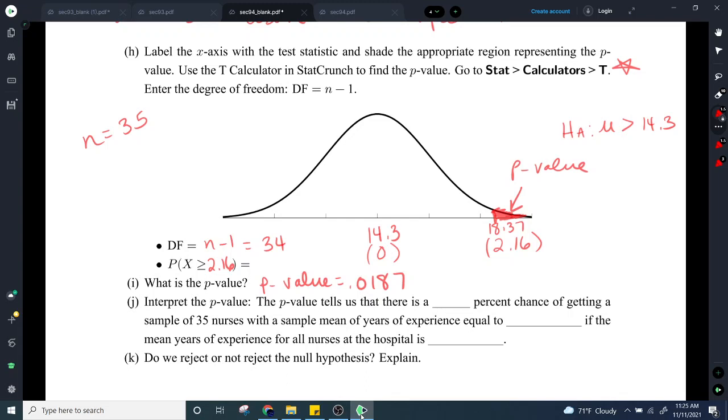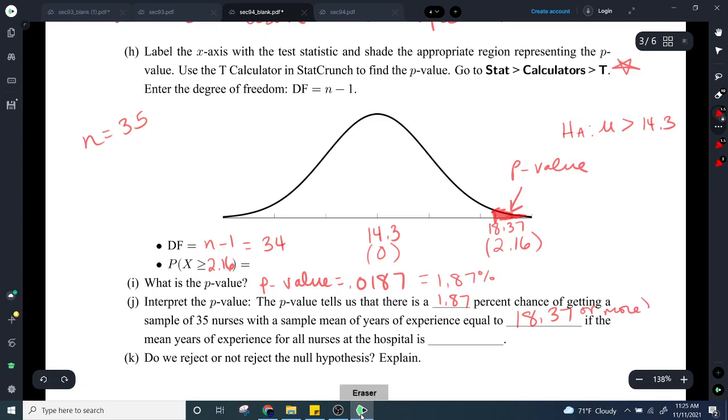It's the probability of getting your particular sample or something more extreme if the null hypothesis is true. So in this case, it's the percent chance of getting, I'm going to change this to a percent, 1.87%. 1.87% chance of getting a sample of 35 nurses with a sample mean years of experience equal to 18.37. And I really should say or more here, or more, if the null hypothesis is true.